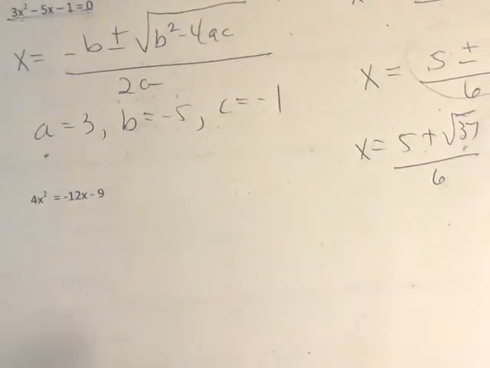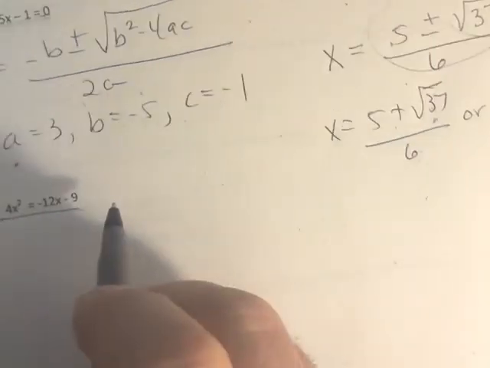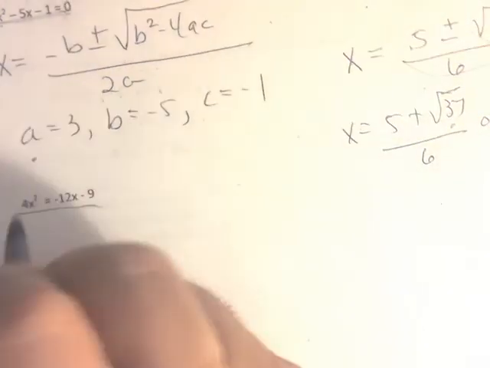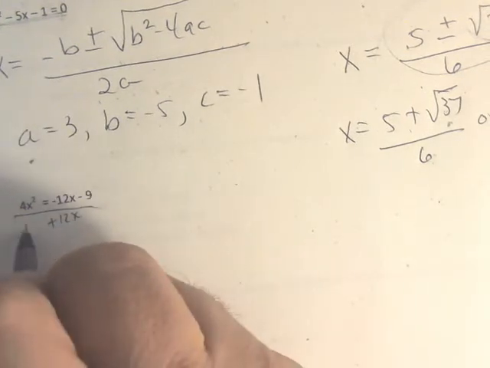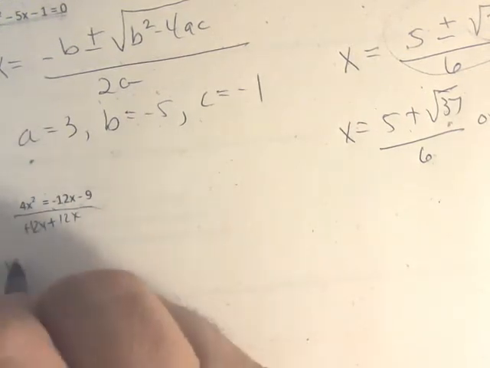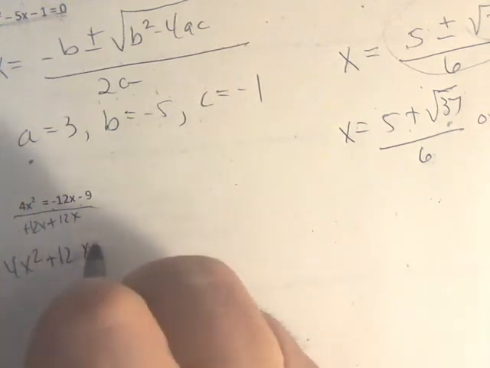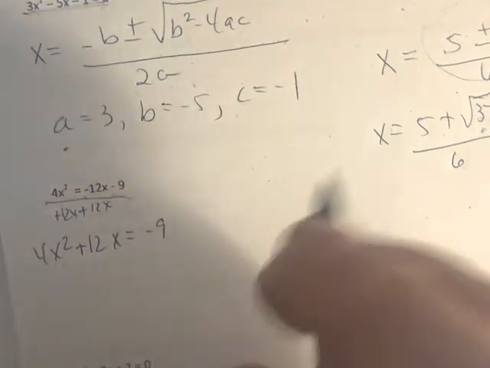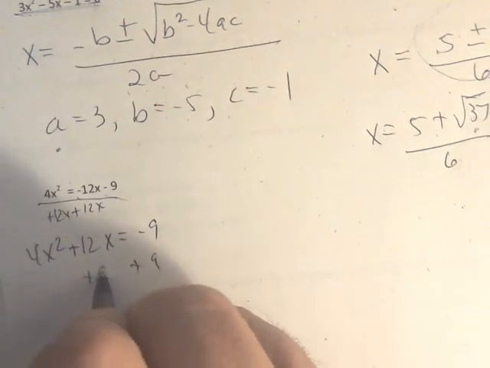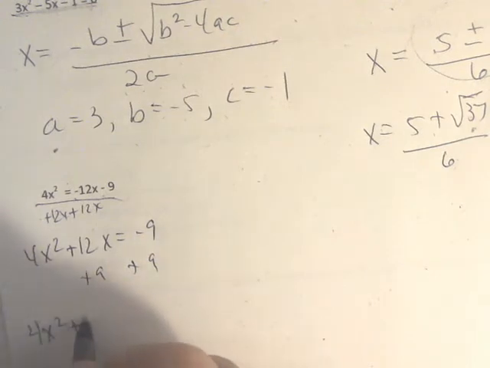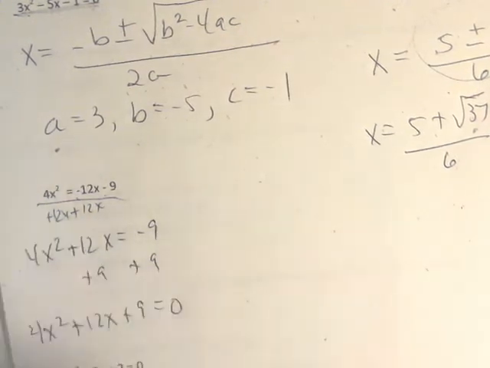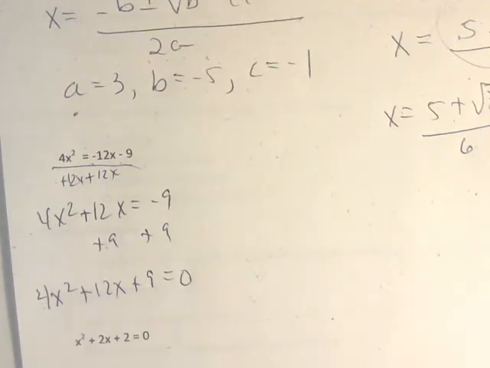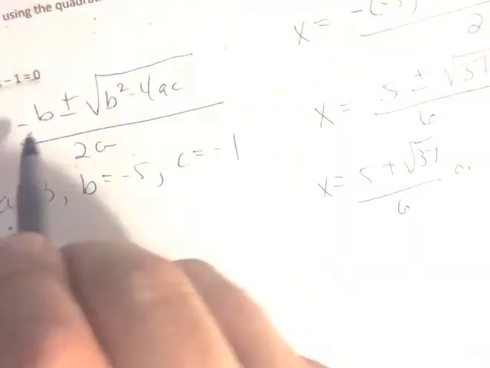Okay, the next one, we have our quadratic equation, but it's not set equal to 0. So what I need to do is move the minus 12x and minus 9 over to the left side. So I add 12x to both sides here. I add 9 to both sides. And then what I get is a quadratic equation set equal to 0. Use the quadratic formula.